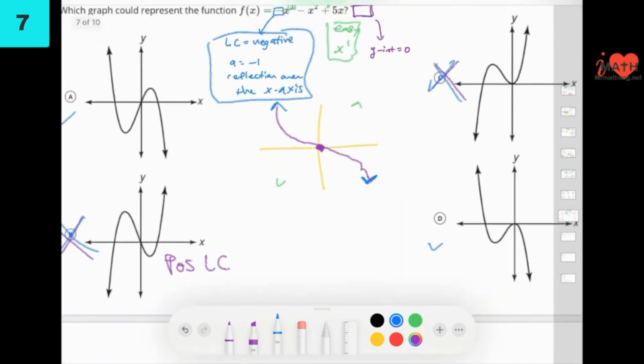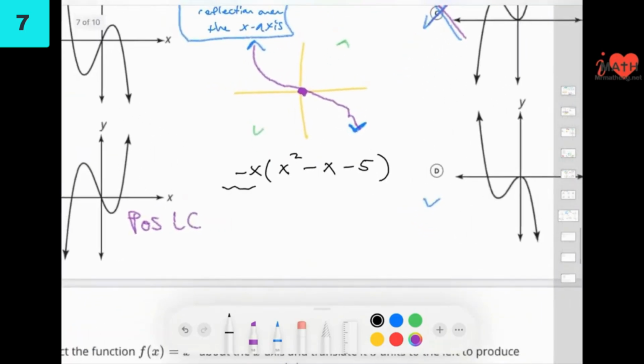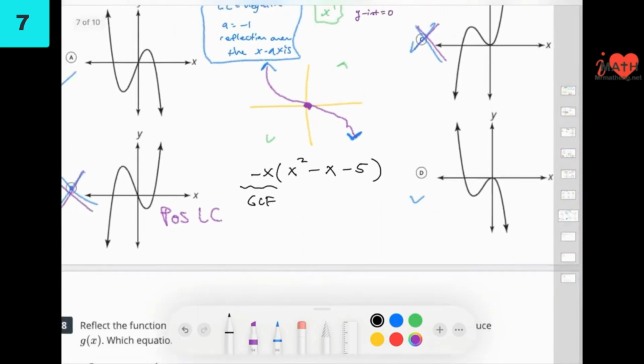Let's see if I can work with it a little bit. Let's factor out a negative x. If I factor out a negative x, I will get x squared minus x minus 5. What I did was take out a greatest common factor. What's important in this part is that this has a multiplicity of 1. How did I know that?